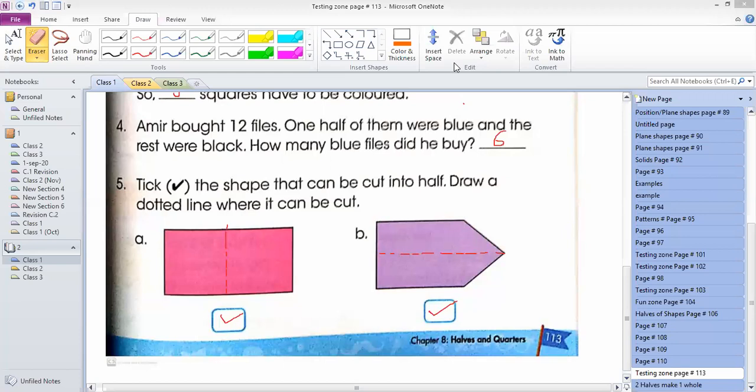Yes, sir. Very good. This is the end of our halves and quarters unit, and this is the end of testing zone as well. Do you understand all the unit, halves and quarters? Yes, sir. Very good. Do you have any questions?